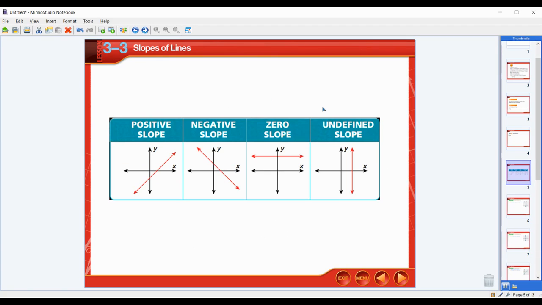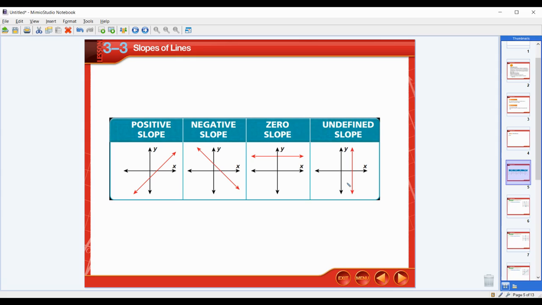Right here are our first four different categories of slope. On this first slope, you can see how this is a positive slope. We have a line that is going uphill. The next one here is a negative slope, so it's going downhill. Next one there is zero slope, it just goes straight across, has no upwards or downwards movement. And undefined slope is going to be a straight vertical line.